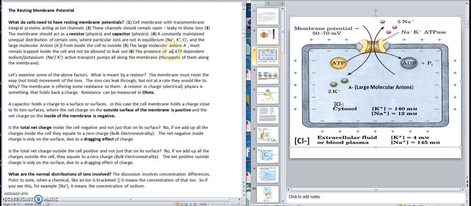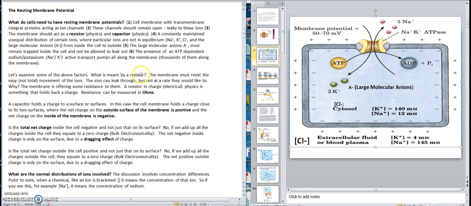The presence of an ATP-dependent sodium-potassium pump. That's this right here. The presence of a sodium-potassium pump that we'll talk about. Okay, let's examine some of the above factors.